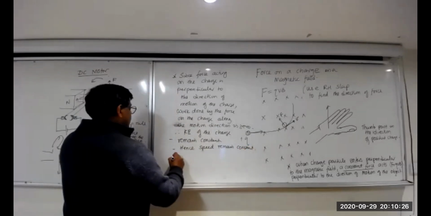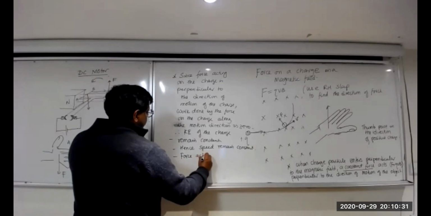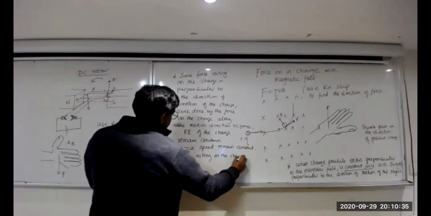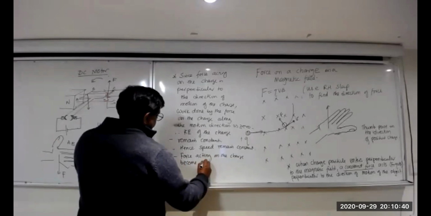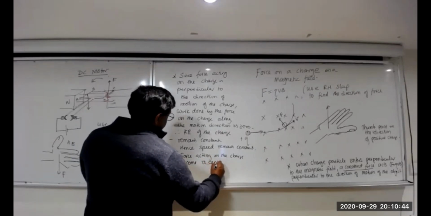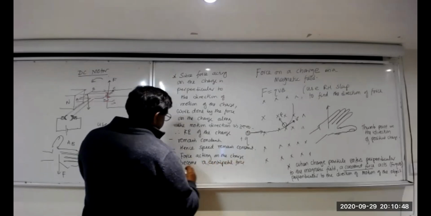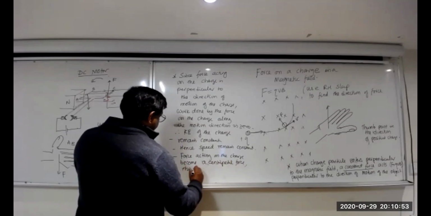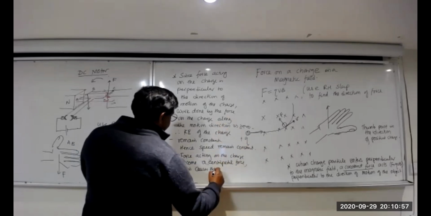The force acting on the charge becomes a centripetal force. So this causes the particle to move on a circular path.